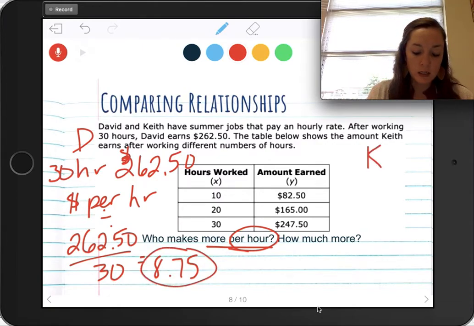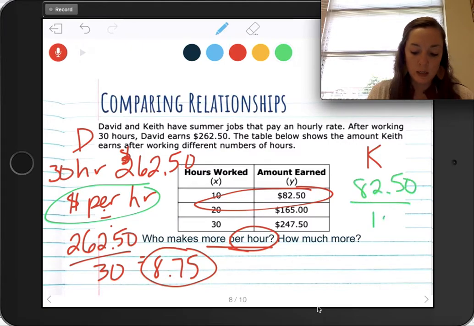Now let's look at Keith. For 10 hours, he gets $82.50. So I'm going to do the same thing. Dollars per hour, I'm going to divide $82.50 by 10, and I get $8.25.